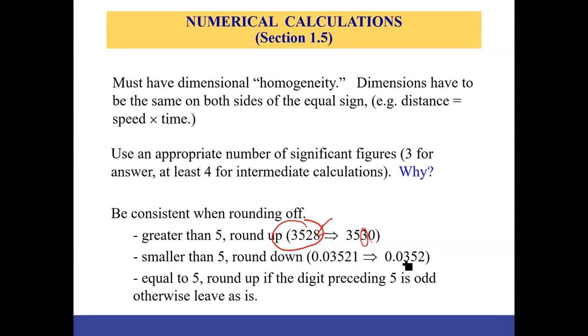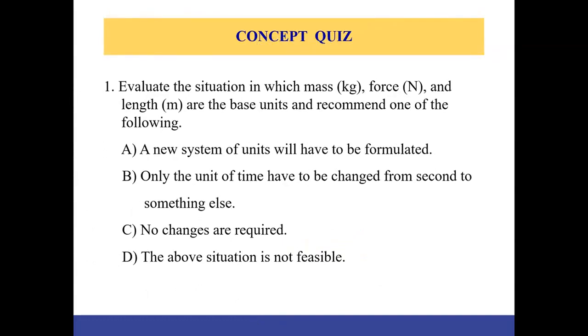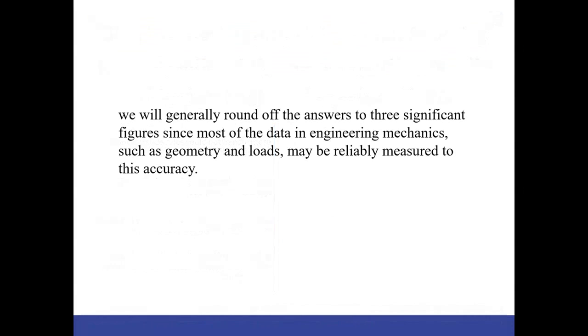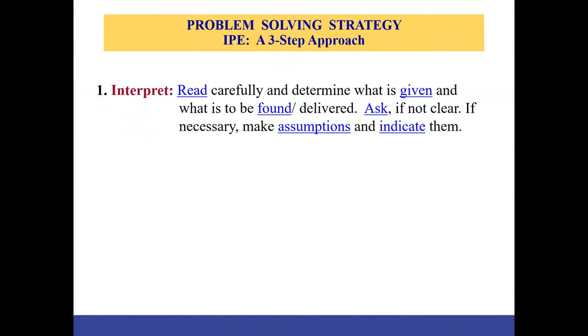When it is smaller than 5, then we round it to the lower side or downside. So for example, in this case 0.0352, it's rounded to 2, it's rounded to the lower side when we remove this number 5. And if the last digit is exactly 5, then there is a special rule that if the digit preceding it is odd, then round up, otherwise leave as is. So we will round off our answers to 3 significant figures in engineering mechanics.